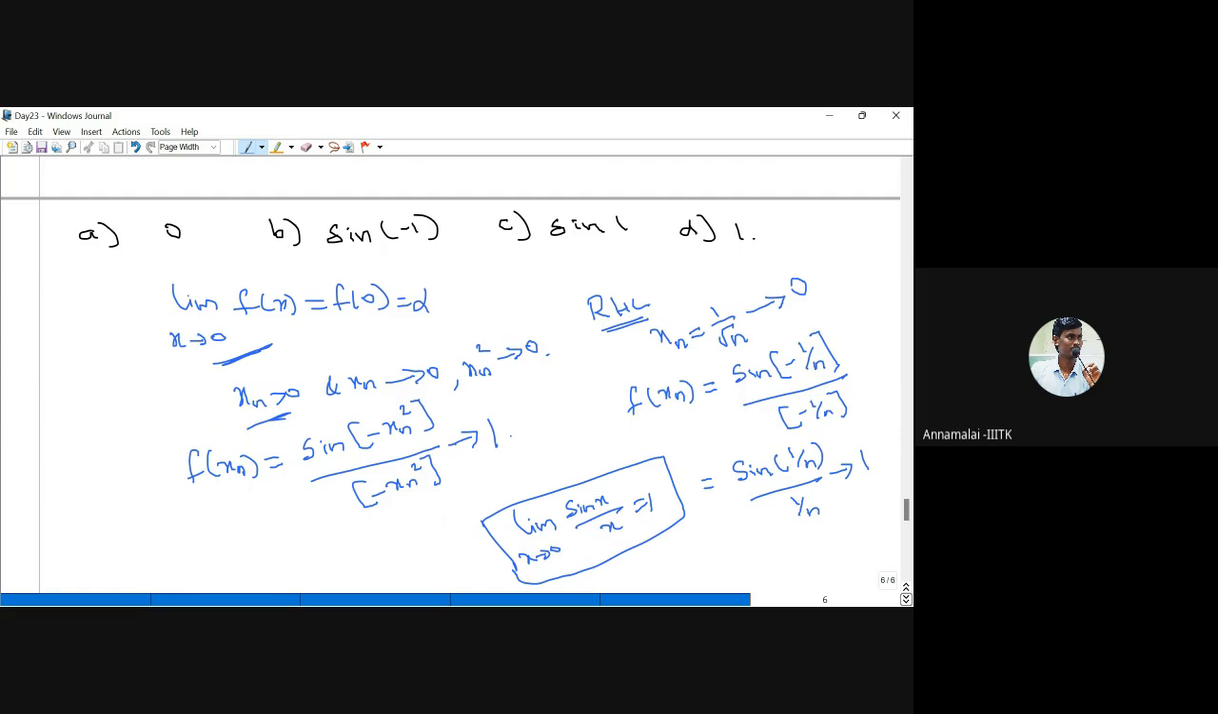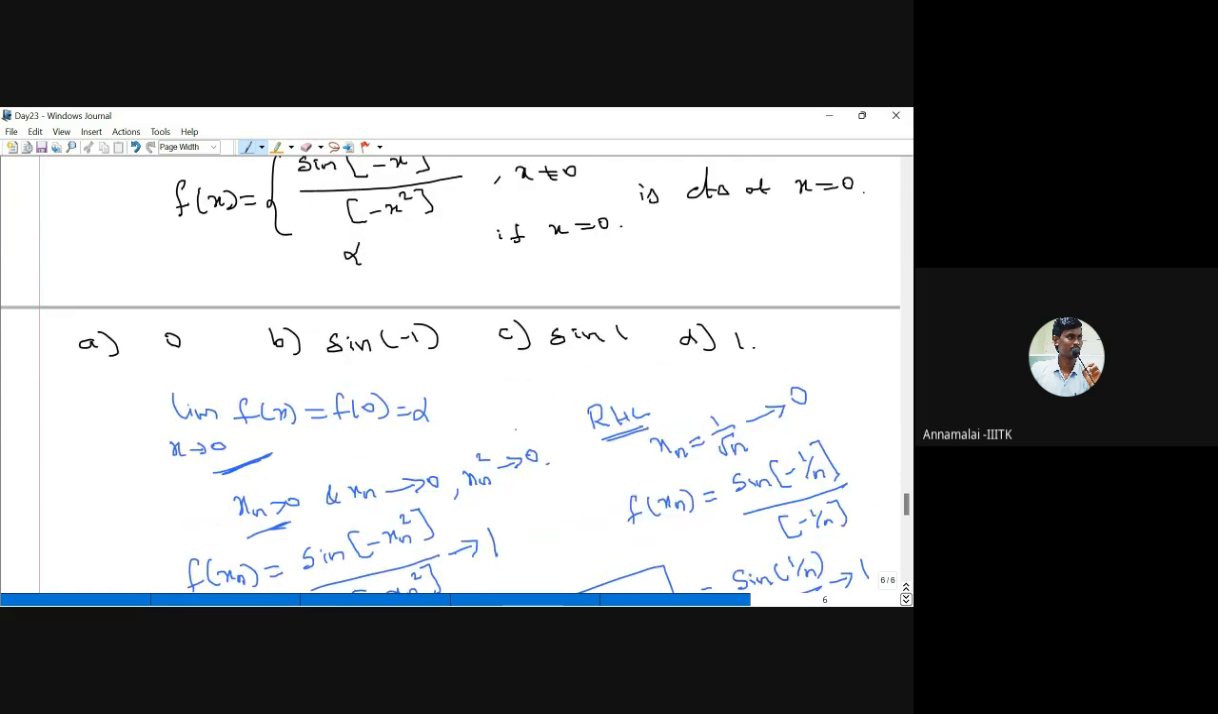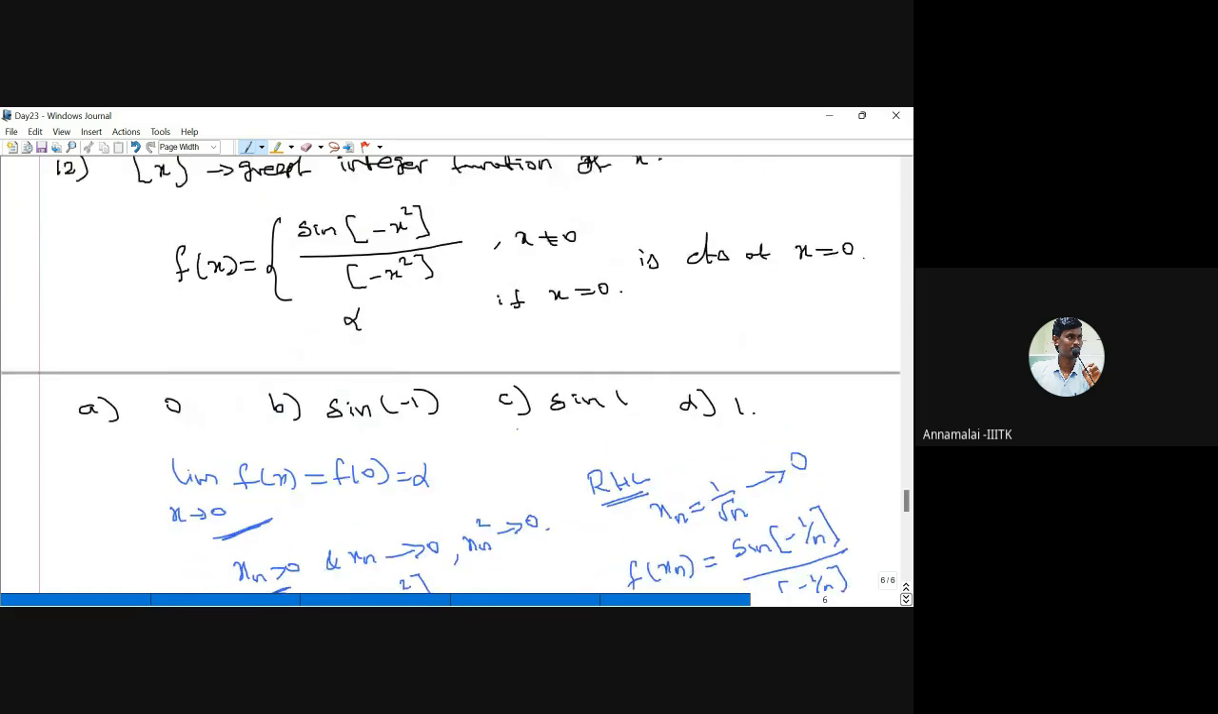So therefore, if you take alpha equal to 1, this function is continuous. Any doubt? Or if you take the special case xn equal to 1 by n or 1 by square root of n, you will get the answer. Anyway, it's given that it is continuous, so no need to find the left hand limit. Even if you find the left hand limit, it should be equal to the right hand limit, because it's continuous.